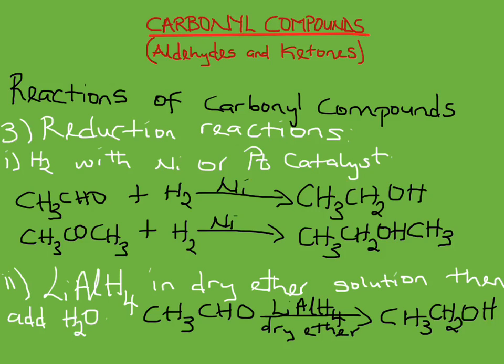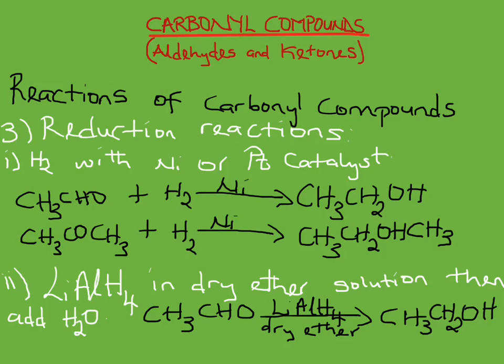To be precise, propan-2-ol. The second method of reducing the carbonyl compounds is by using lithium aluminium tetrahydride in dry ether solution, then addition of water. As you can see there, ethanal being reduced is going to give us ethanol, which is a primary alcohol.